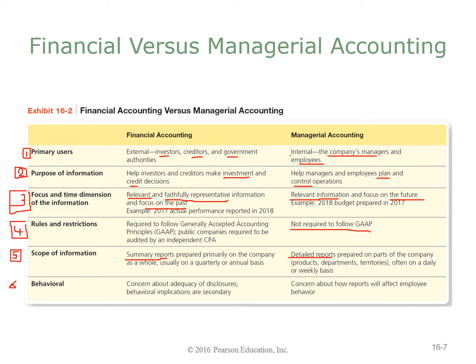6. Behavioral. In financial accounting, we are concerned about adequacy of disclosure. Behavioral implications are secondary. Most of what we care about in financial accounting is disclosure, to provide the information. On the other hand, managerial accounting is concerned about how a report will affect employee behavior, because all this information will lead the employee or the manager to take decisions in a specific manner.